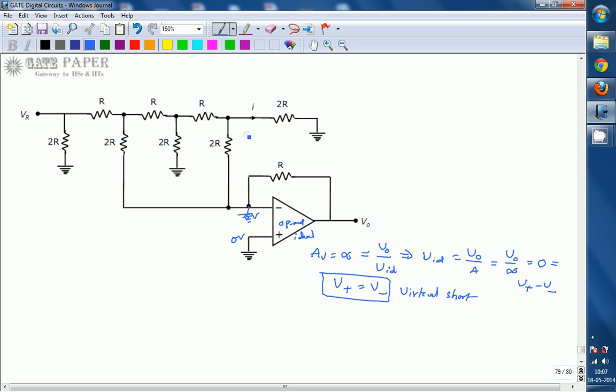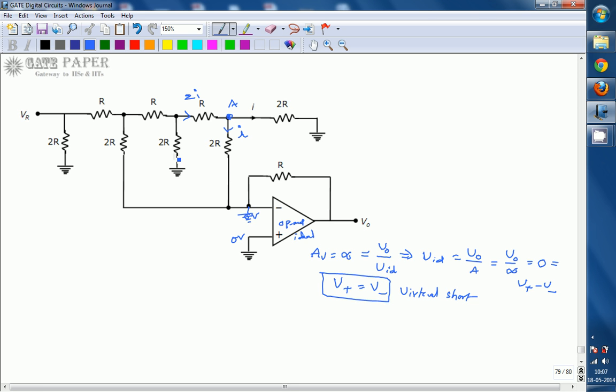Okay, now look at this one. Assume this is node A, and from node A to ground there is a resistance of 2R. So the voltage at node A is the same across this 2R, which implies the same current I has to flow through this 2R. So the current flowing through this R is going to be 2I.